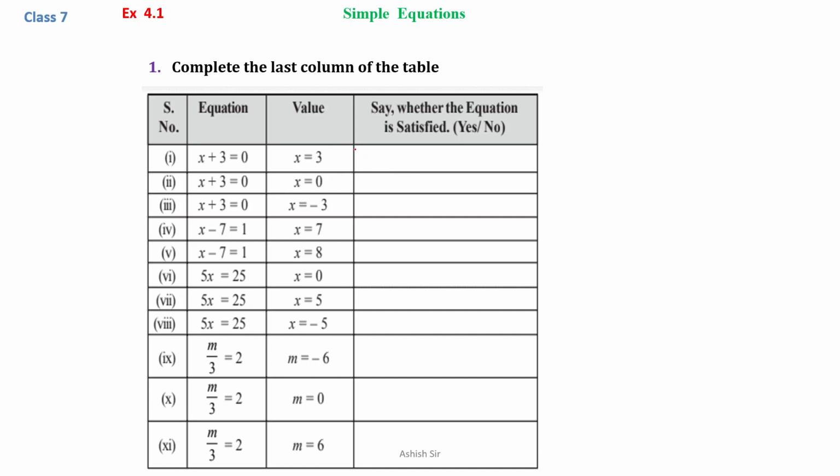Exercise 4.1, question number 1. The equation is x plus 3 equals 0, and the value of x is given as x equals 3. We have to check whether this value satisfies the equation or not. So we will place the value of x in the equation, that is x plus 3. In place of x, we'll place the value 3.